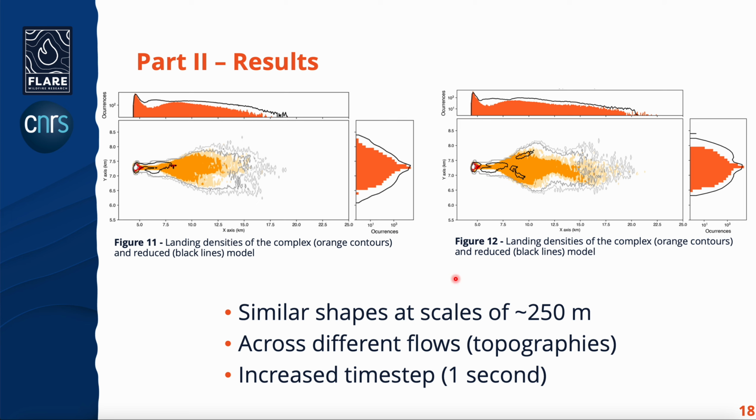And so when we calculate different numerical scores, we are able to conclude that the reduced model provides similar shapes at scales of around 250 meters, and is able to do so across different wind flows, so different topographies. And of course, the interesting part is that the time step of the reduced model is around 1 second, so that is 100 times greater than the time step that was required to be used in the complex model.